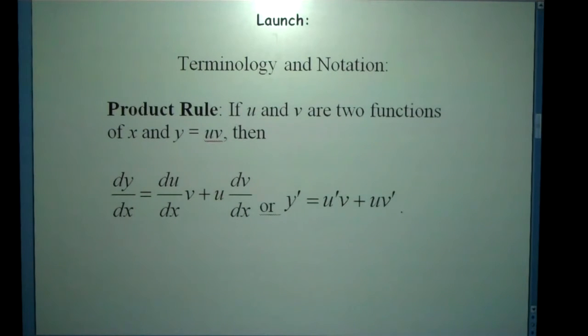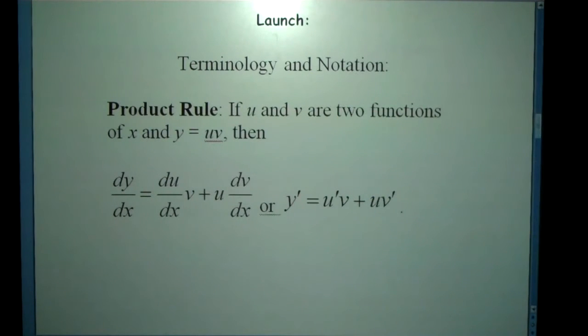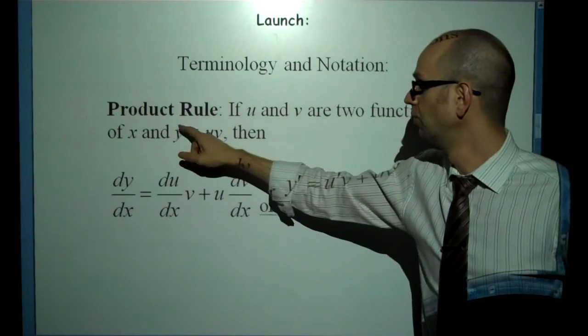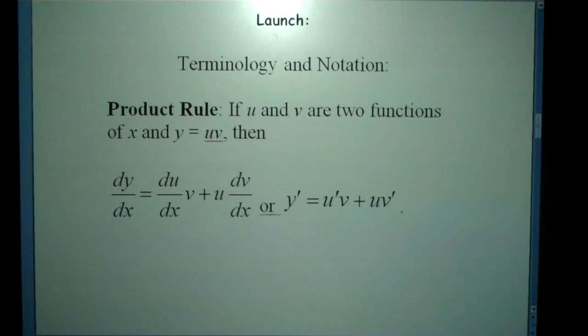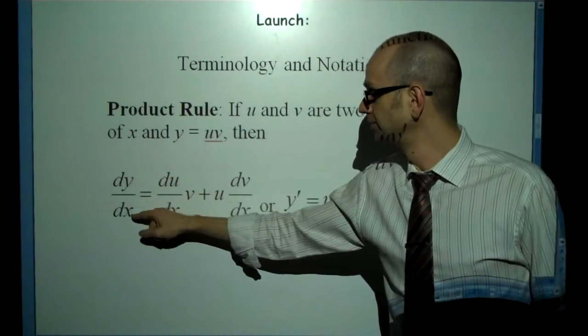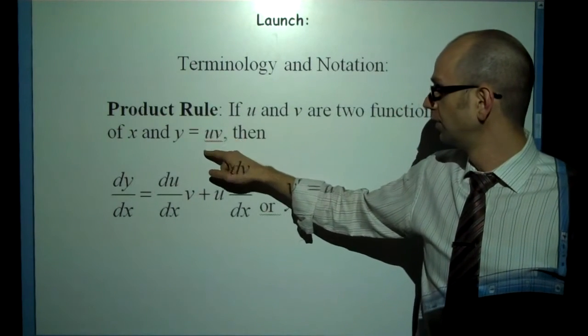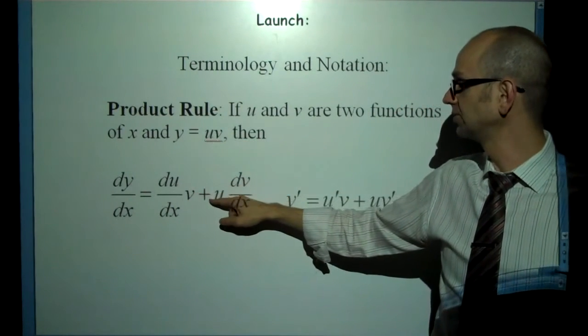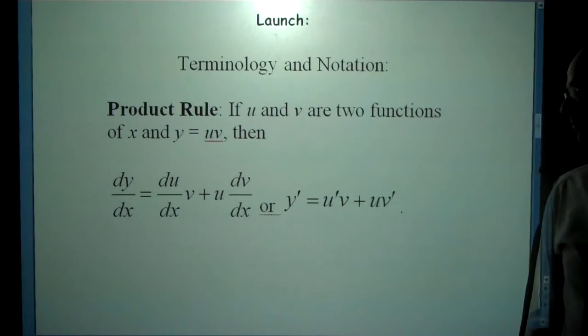So today's terms and notation. Product rule. If you've got two functions, function u and the function v, and you're combining them together so that you've got y equals u times v, then the derivative of y in terms of x is equal to the derivative of u times whatever v was plus whatever u was times the derivative of v.